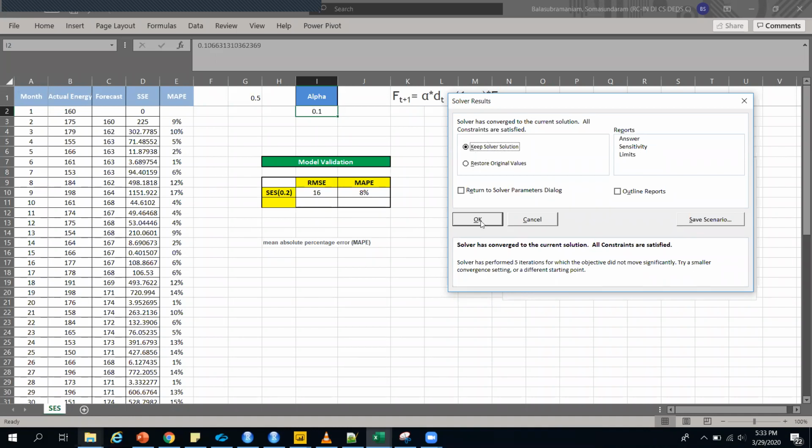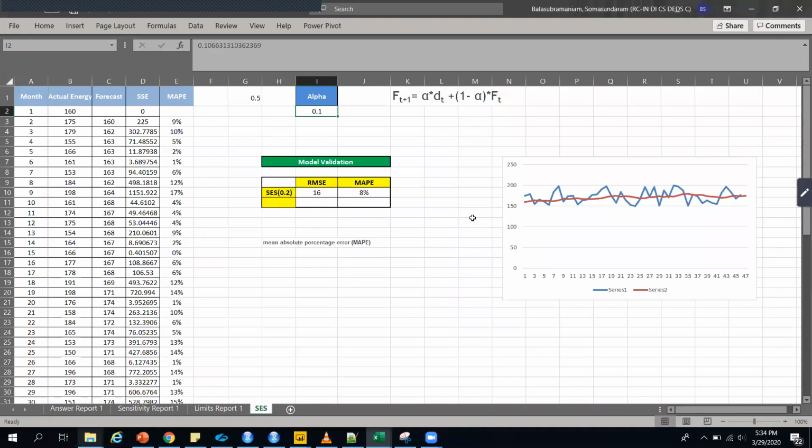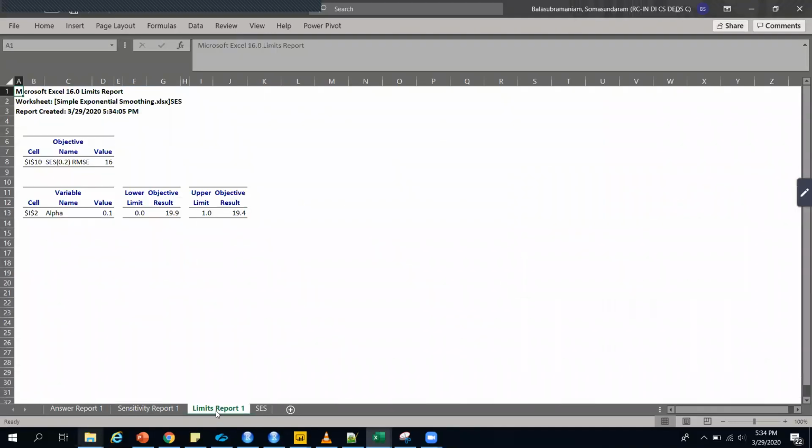And I am just asking it to give me the report of this also. I just want to show you. So you can see here, now I got this value. I'm also showing there are some reports it also gives.